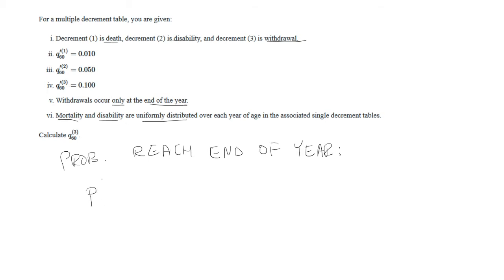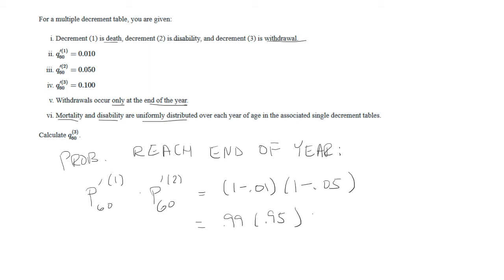So we're going to multiply p prime decrement 1 of age 60 and p prime decrement 2 of age 60. For that, we're going to use the complement, so it'll be 1 minus 0.01 times 1 minus 0.05. So this is 0.99 times 0.95, and that's 0.9405.